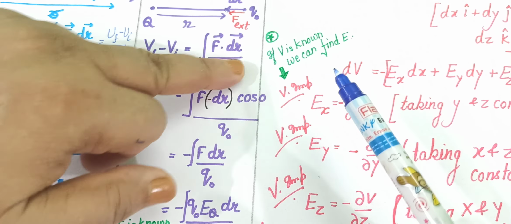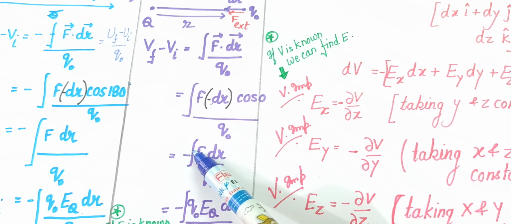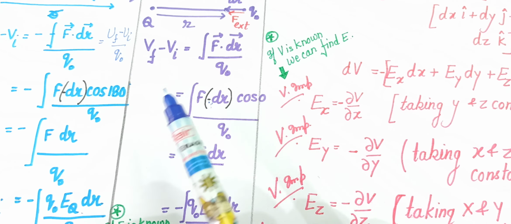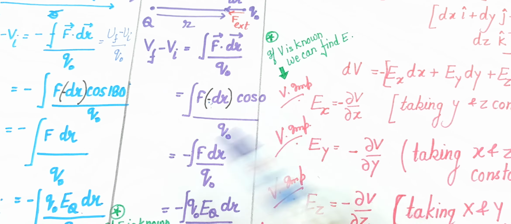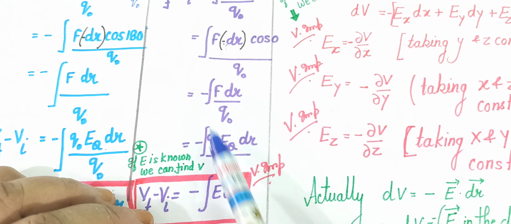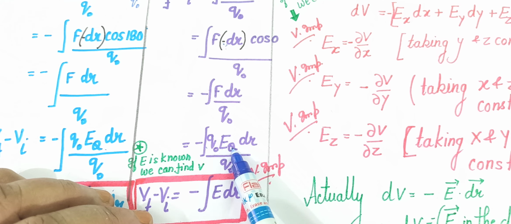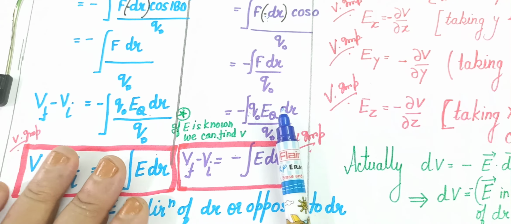Same logic, dr is a negative quantity here also, so this minus will remain unresolved and minus will come out. F dr cos 0 is 1. Again with the same logic, F is Q naught which is experiencing force and E of charge capital Q. Q naught is gone and we are left with the same formula. Potential difference between initial and final is minus E dr, so we are ending at the same result.